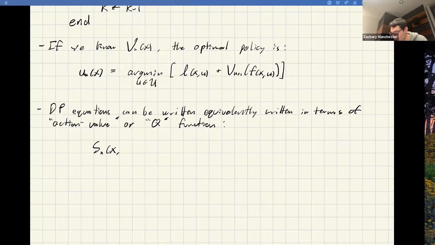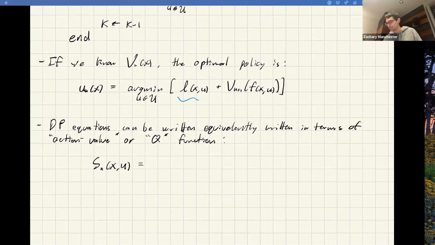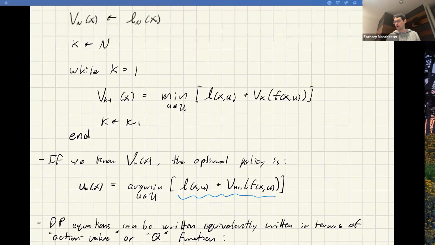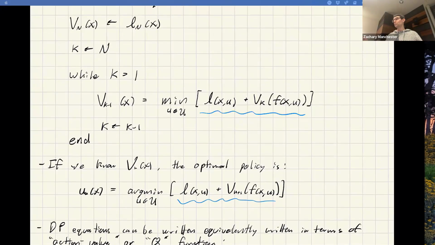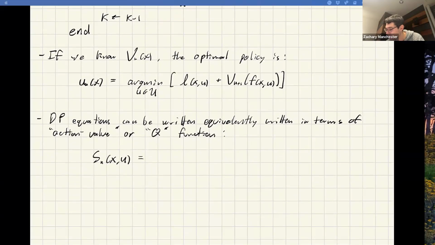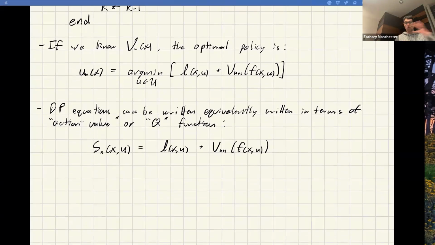Okay, so it's the following thing. Literally what it is, it's the thing that's inside here. I'm basically taking the value function, plugging the dynamics in, and adding on the one-step cost. So it's the entire thing that's inside the argument in the dynamic programming problem. Note it shows up a lot. The thing inside the min in dynamic programming is what this action value function is. So it's L of x, u plus V_{k+1} with the dynamics plugged in. That's the action value function or Q function.